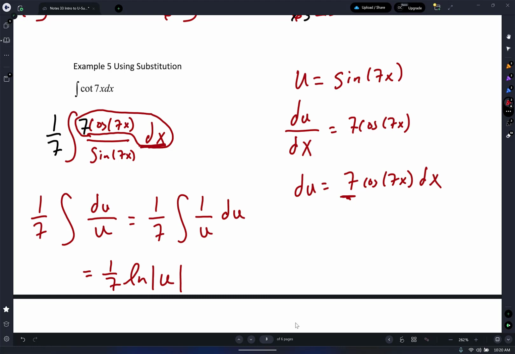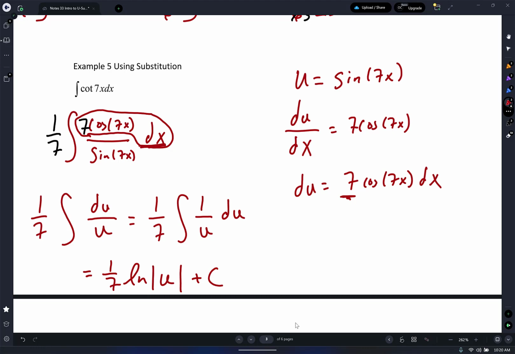Why? Because the domain of ln is all positive numbers, x greater than 0, if it's an x. But what if the limits are negative? So that's why we put absolute value, so we can capture all of it except 0, because 0 is undefined for ln anyways. Plus c. Are we still okay? Yes.